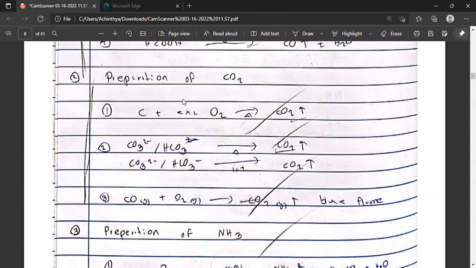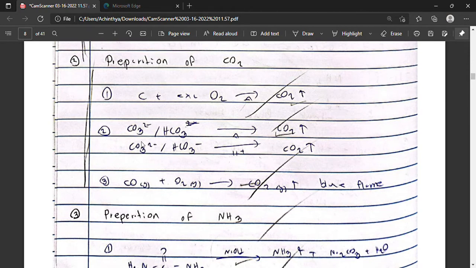Let's talk about producing carbon dioxide. Carbon dioxide can be produced by reacting carbon with excess oxygen at extremely high temperatures when heated. This is one way of forming carbon dioxide. Another way, which is more convenient, is by taking carbonates and bicarbonates and simply heating them, or adding dilute acids to them. That's another way of getting carbon dioxide. It's a more convenient way.